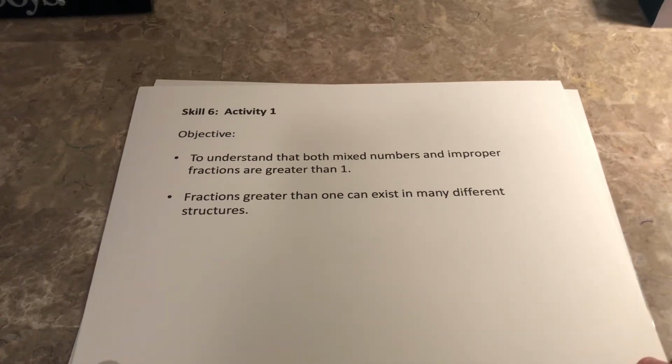Okay, skill 6, activity 1. Your objective is to understand that both mixed numbers and improper fractions are greater than 1. Fractions greater than 1 can exist in many different structures.